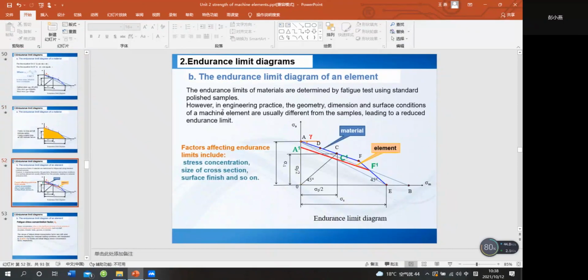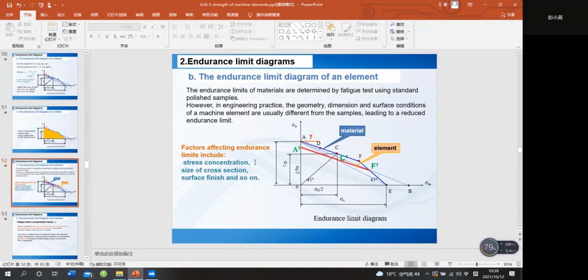Because in engineering practice, the geometry, dimension, and surface conditions of a meshing element are usually different from the samples, leading to a reduced endurance limit. So the endurance limit of a meshing element must be modified from published data. The red line A1, C1, F1 is the modified curve for element.